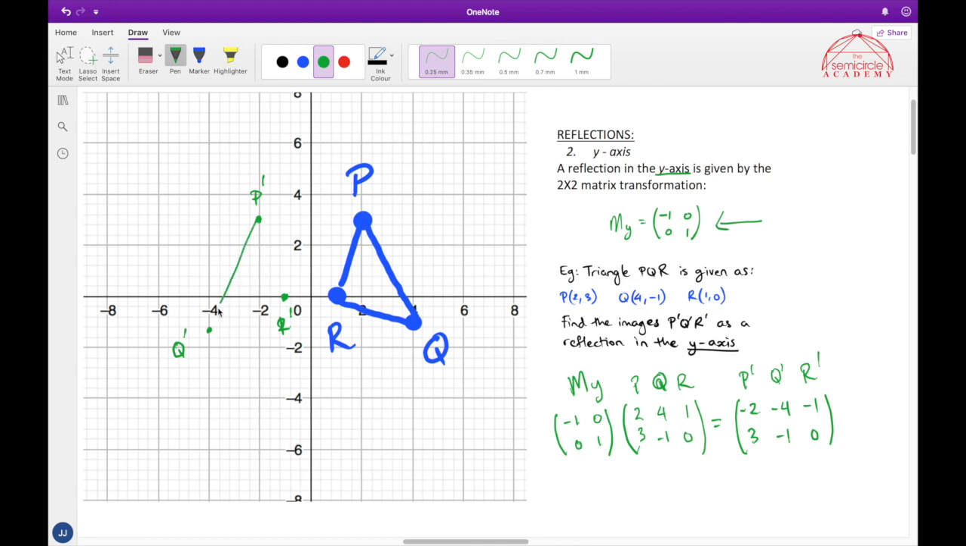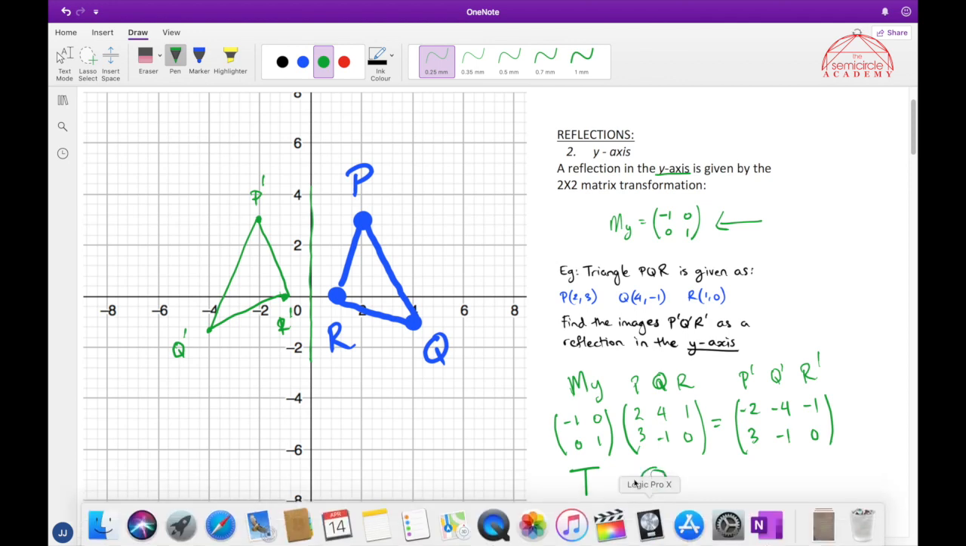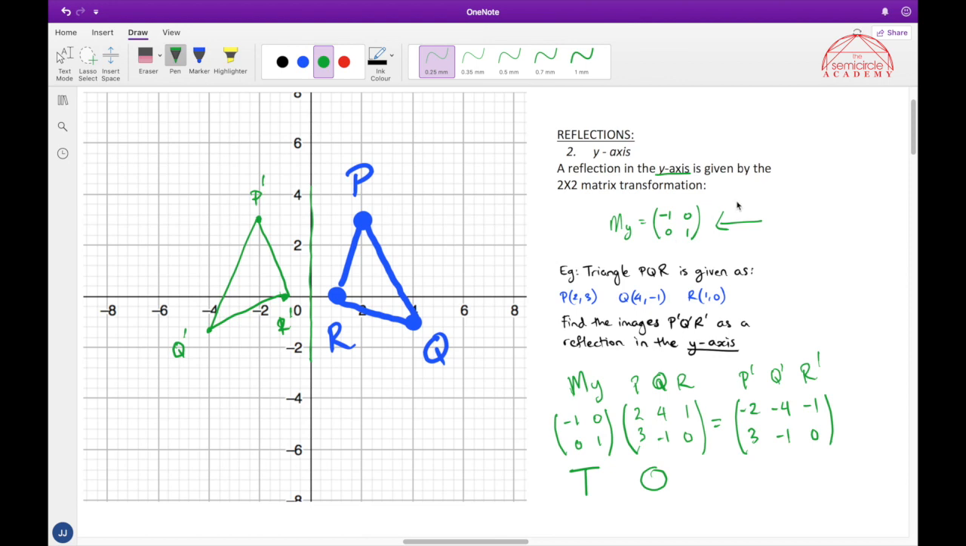And when we draw our sketch, we see that the image basically looks just like a reflection of the object if we had the y-axis as our mirror line. Just make note that your transformation matrix must come before the object matrix in this multiplication, and you also have to learn by heart the matrix of my, which is a reflection in the y-axis. So please write that down.